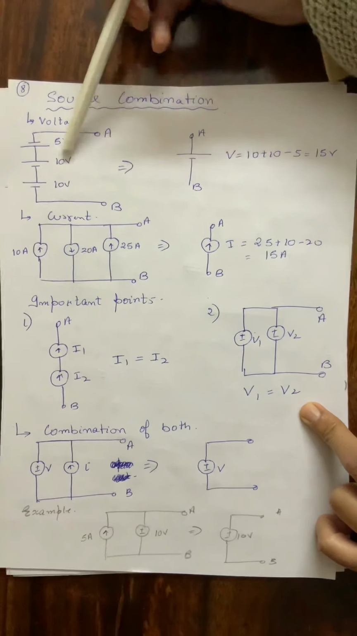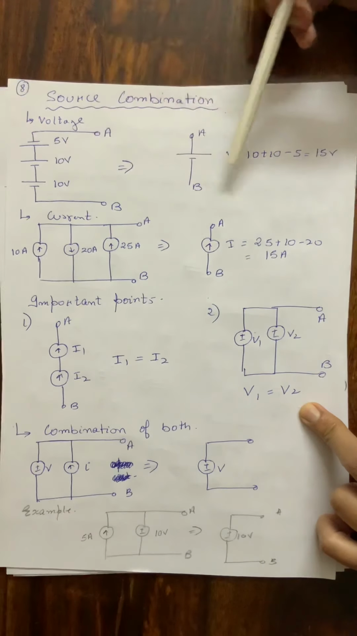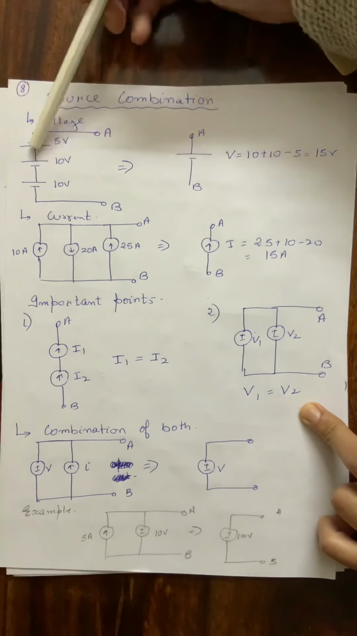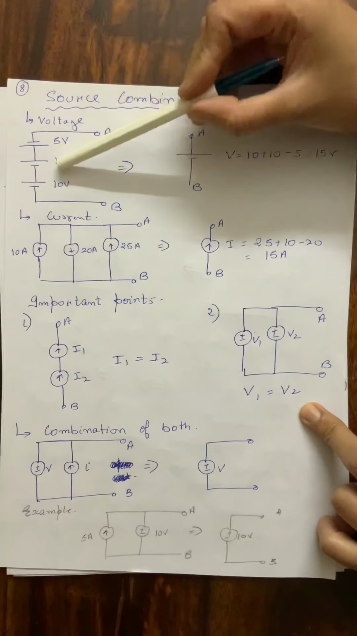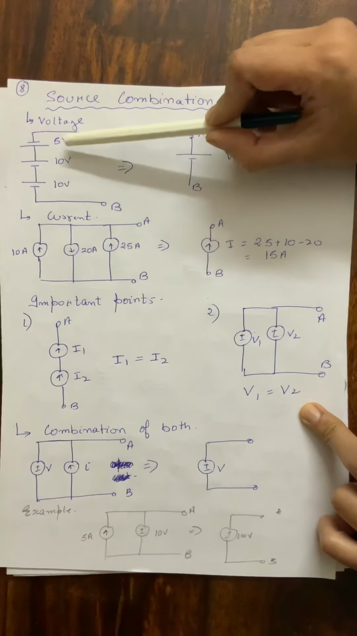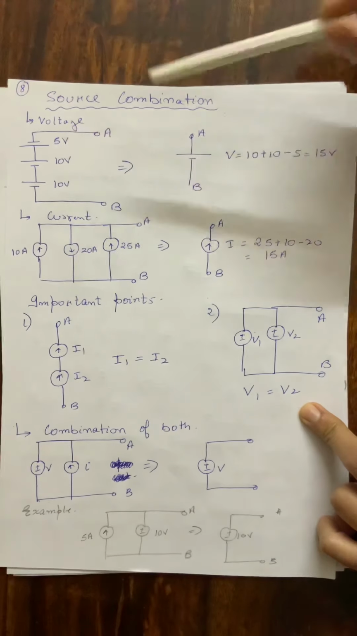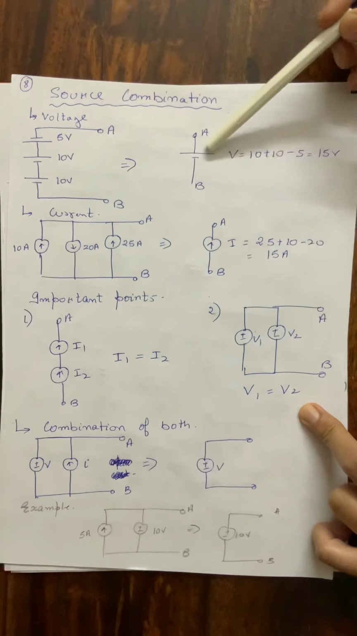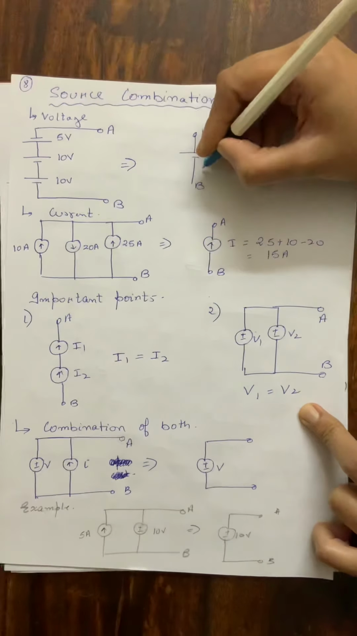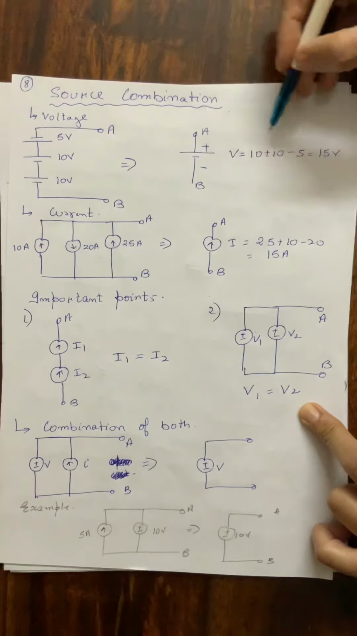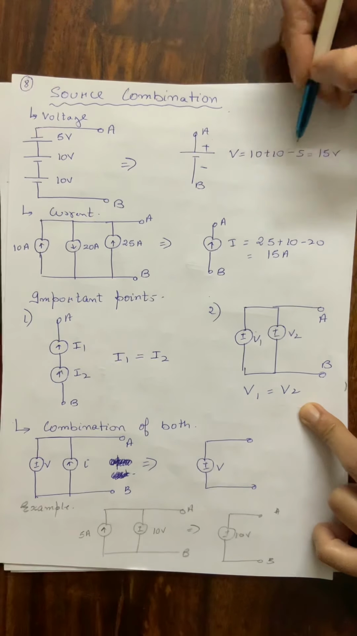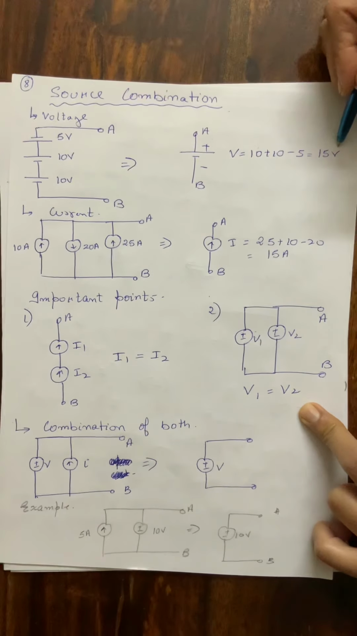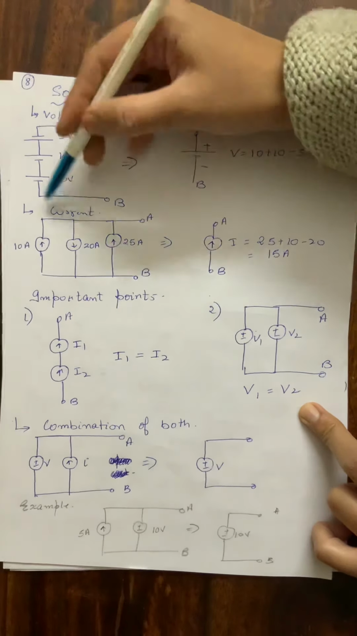If the voltage sources are connected in series, they can be added and subtracted according to their polarity. As I have taken an example here, there are two voltage sources with the same polarity and one with the opposite polarity. So we see the majority polarity. I am taking this as plus and this as minus. So my total voltage will become 10 plus 10 minus 5, because the 5 volt source was in opposite polarity. So that is equal to 15 volt. Now these are the voltage sources in series.